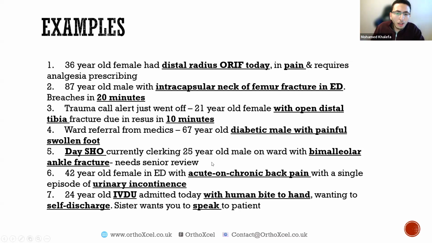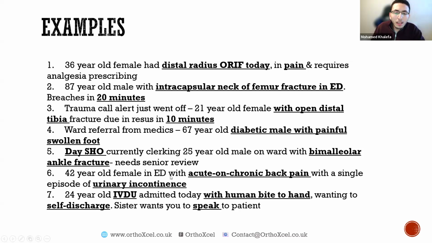Day SHO, for example, clerking a 25 years old male, bimalleolar fracture, needs senior review. Again, it looks like a non-urgent case. You need to make sure that the SHO clerked the patient, there's a plaster, it is elevated, it looks reduced on the X-ray, and the patient is comfortable overnight. You can do him next day if there is capacity, or the day after. He can even be discharged and come back for a pre-planned ambulatory list. So this one is already under control, so probably will be last of your priorities.